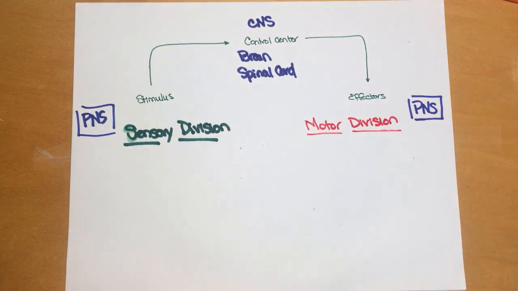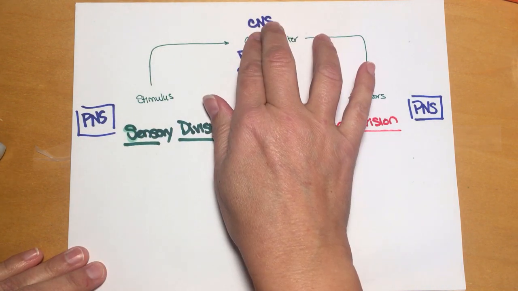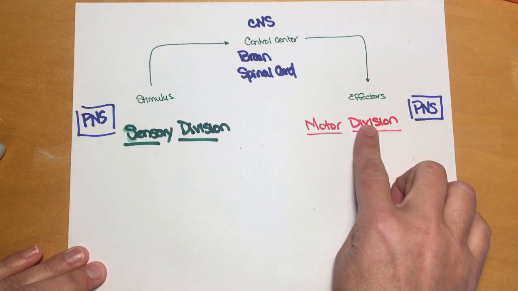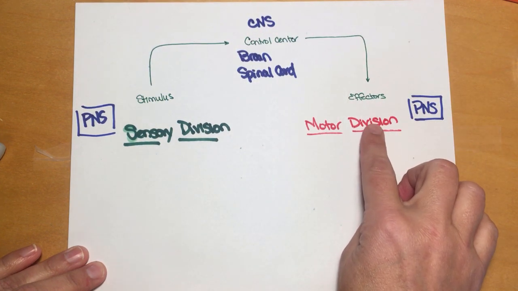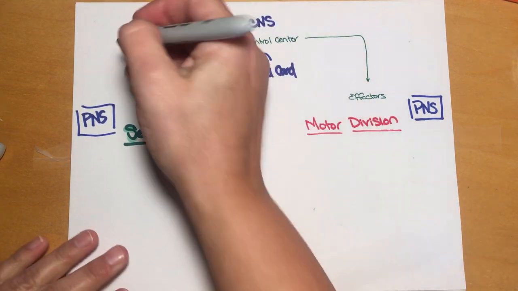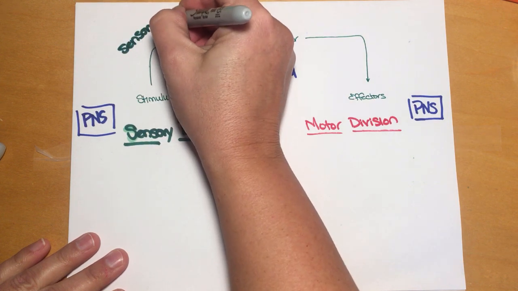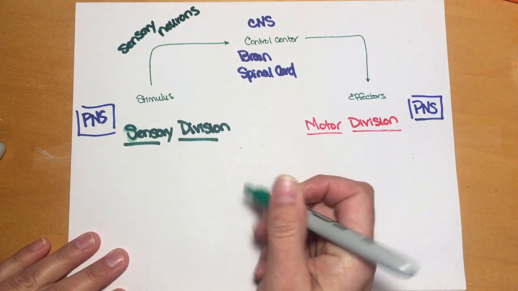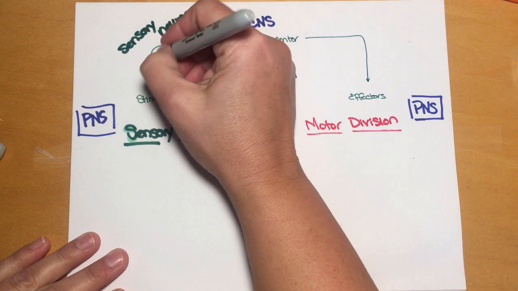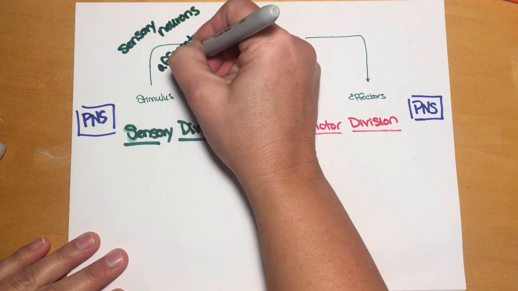So the sensory division is involved in picking up changes out in the periphery and bringing them to the CNS. And the motor division is going to be receiving signals from the CNS to take care of different problems. Now, the receptors that are going in this direction are often called sensory neurons, because they're carrying information from the sensory division to the CNS. Sometimes people will call them afferent neurons.